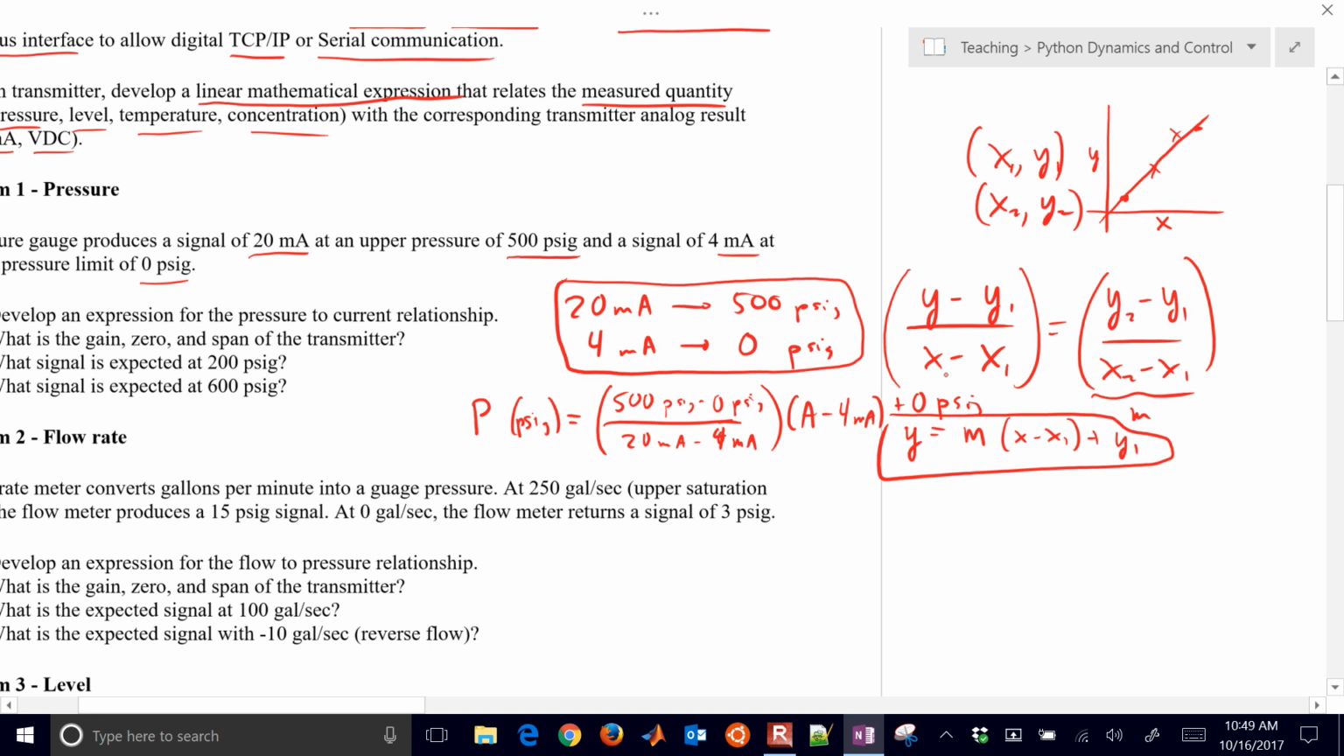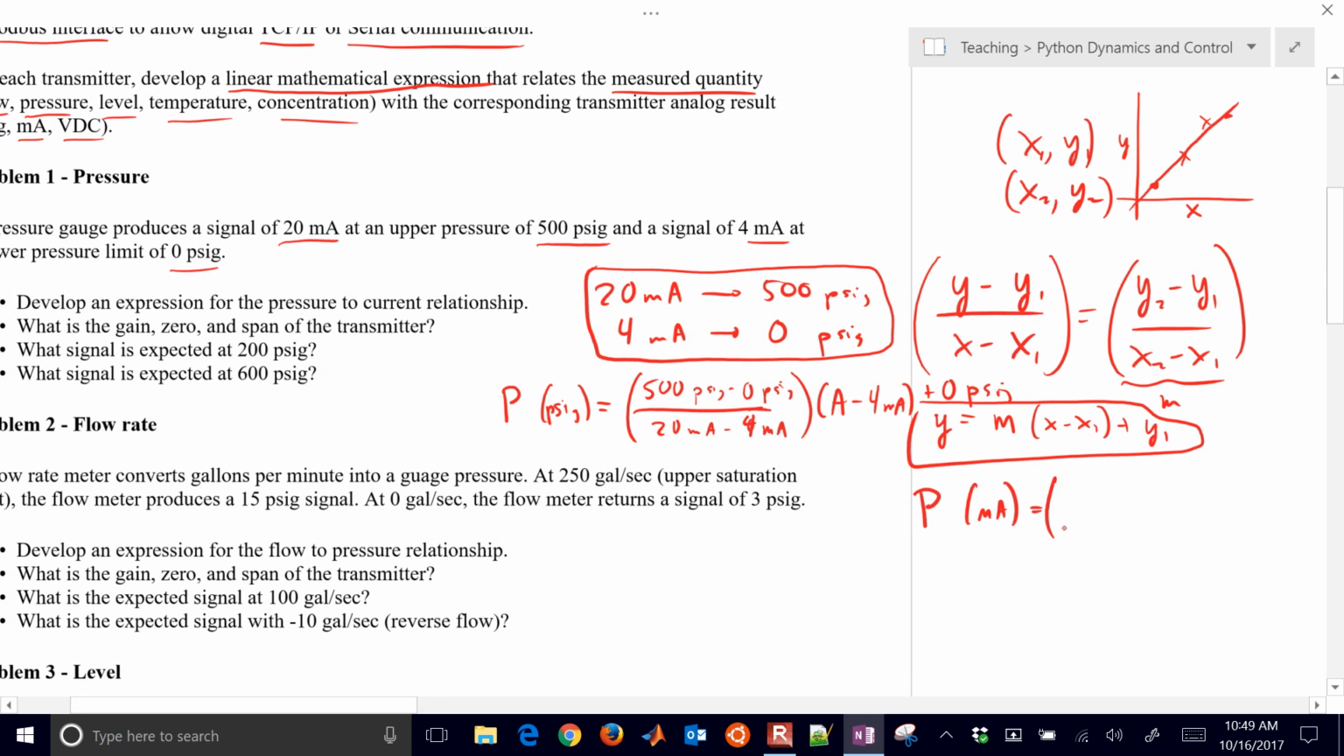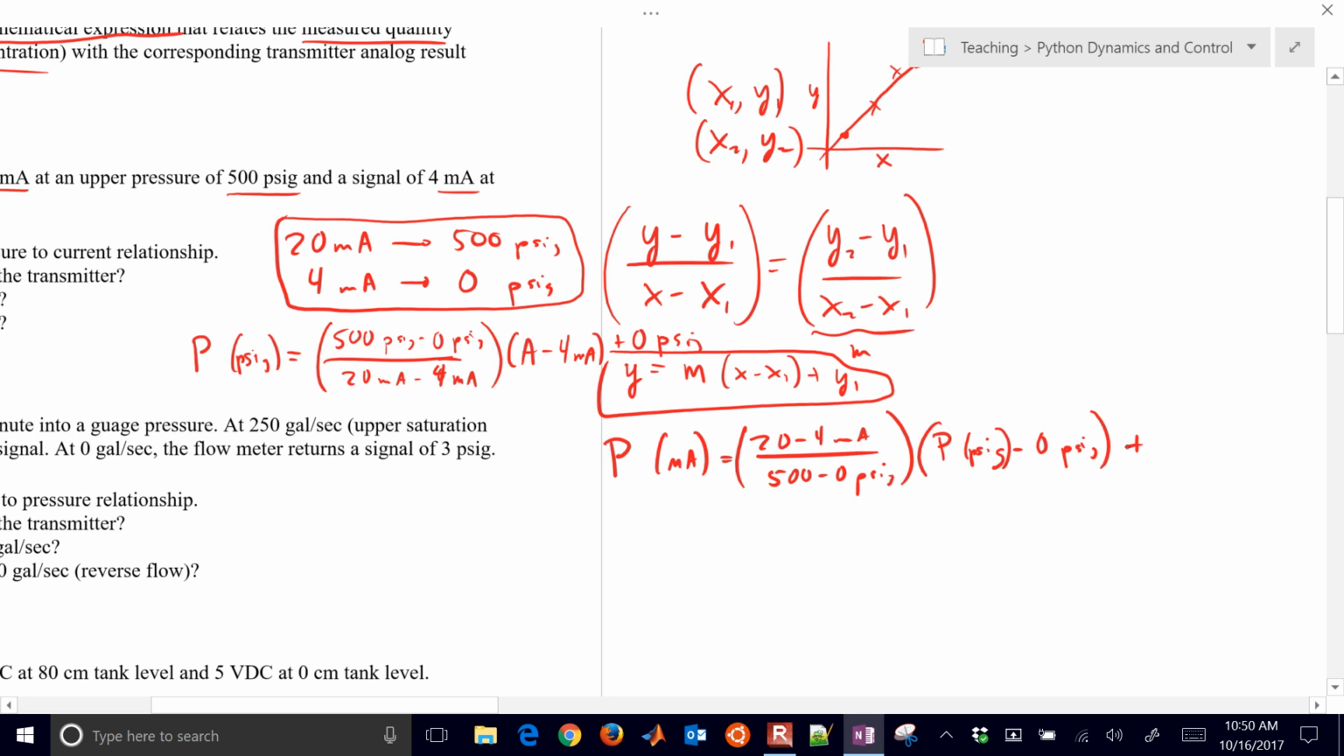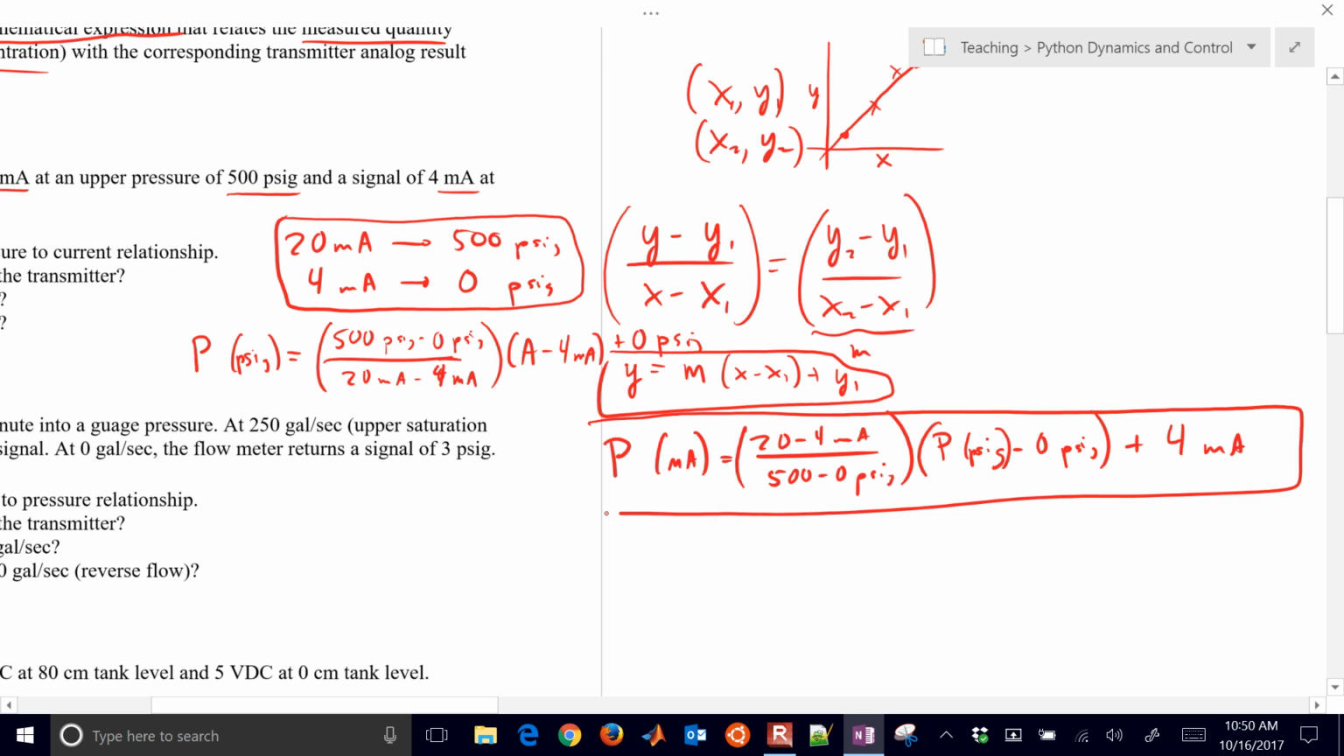If we want to go the other way, the current, I'll just put this in milliamps here, is going to be equal to, and then we just flip the 2, 20 minus 4 milliamps all over 500 minus 0 psig. Okay, and then we have times pressure in psig minus 0 psig. That's our 0 value. And then add in the 4 milliamp. So if we want to go either from pressure to milliamp or milliamp to pressure, we've got our two linear correlations there.